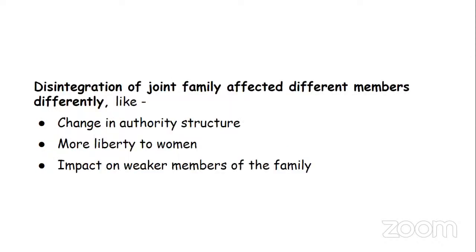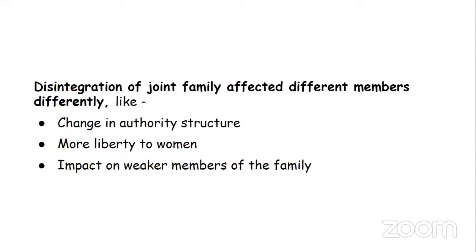And this disintegration or the collapse of the joint family system affected different members of the family differently. For example, the authority structure has changed tremendously, isn't it? When it was a joint family, there would be a single head for that family, and he would control all the economic matters and all the things happening in that family. But when the family started to break down and form nuclear families, this authority structure also collapsed.